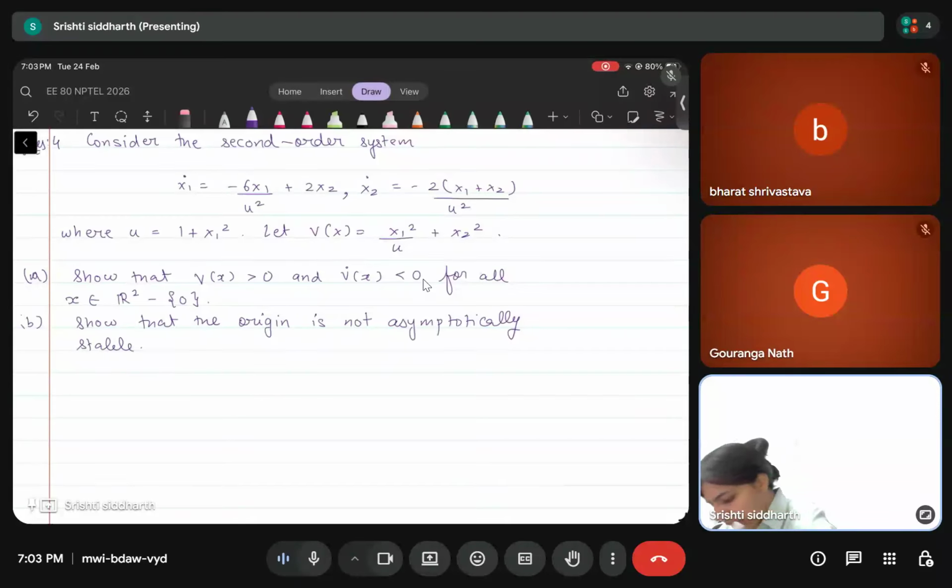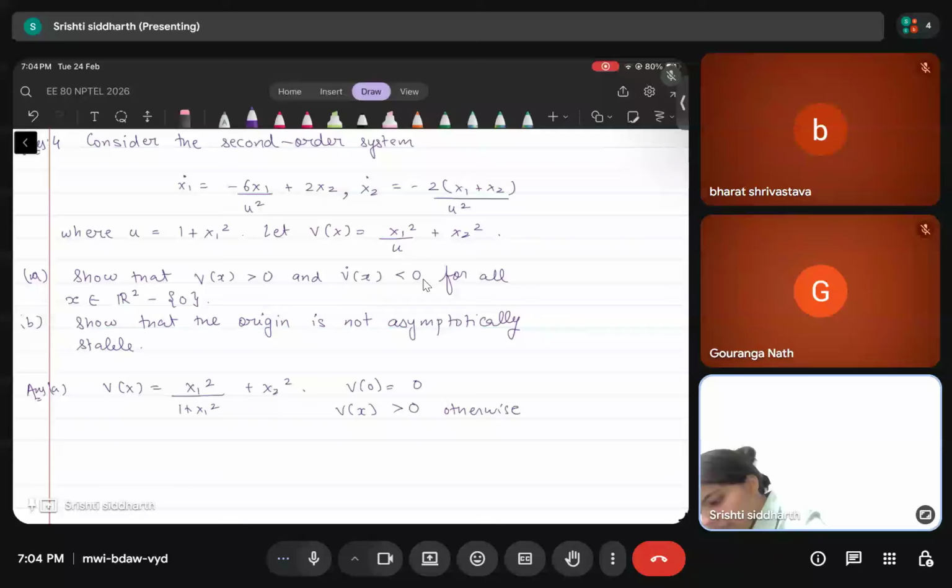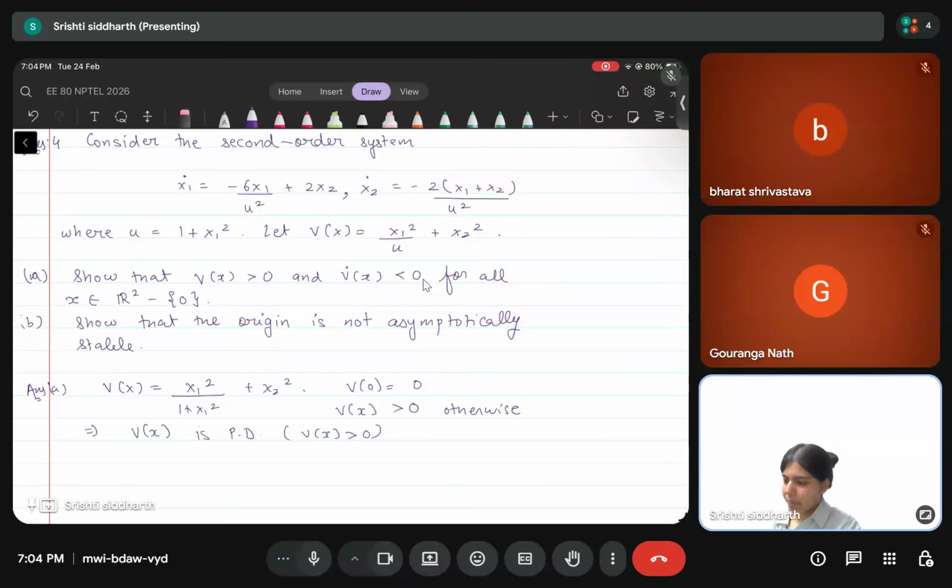Alright. So let's begin with part A. First is positive definiteness of V. V at 0 is exactly 0, and V(x) is greater than 0 otherwise. So this implies that V(x) is positive definite. You can just write that V(x) is greater than 0. So this means that V(x) is positive definite.